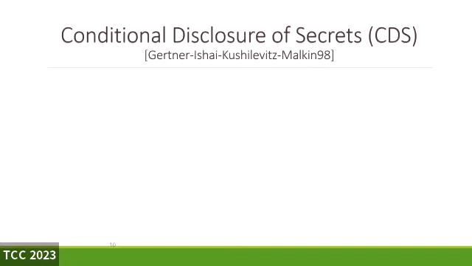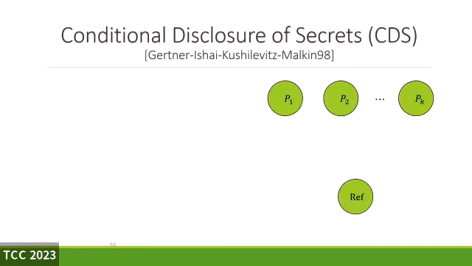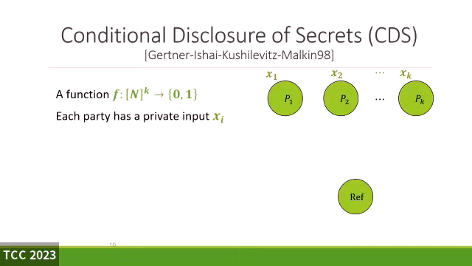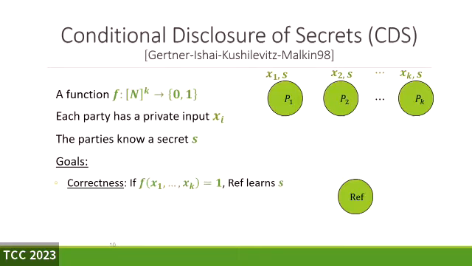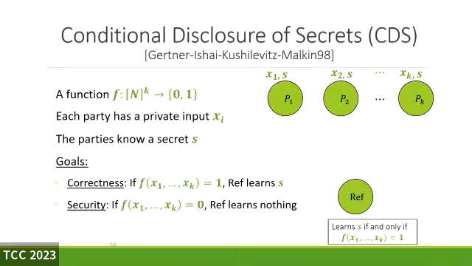Okay, as I said before, we use conditional disclosure of secrets, CDS protocols, in order to construct the secret sharing scheme. CDS protocols were presented by Gertner, Ishai, Kushilevitz, and Malkin. In a CDS protocol, we have K parties, also called the servers, and we have a referee. And we also have a function f from [N] to the k to {0,1}. Each party has a private input xi, and the parties also know a secret s. In our case, it will also be a 1-bit secret. So the goal for the parties would be to disclose the secret to the referee based on the condition of f, meaning that if x1 to xk is a 1 input of f, we want the referee to learn s. Otherwise, if it's a 0 input of f, we want the referee to learn nothing.